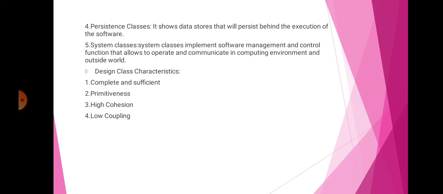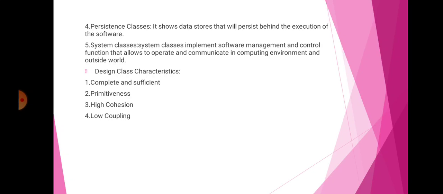And here are some characteristics of the design classes. The characteristics of well-formed design classes are as follows. First one is complete and sufficient. A design class must be a total encapsulation of all attributes and methods which are required to exist for the class. Then second one is primitiveness. The methods in the design class should fulfill one service for the class, and if a service is implemented with a method, then the class should not provide another way to fulfill the same thing.